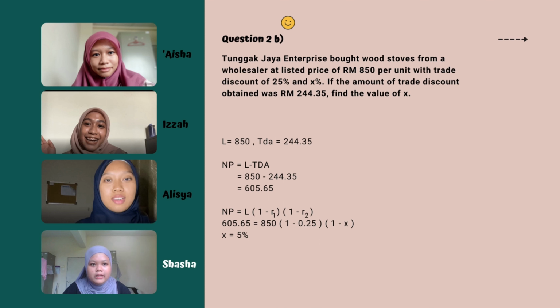Next, we need to find the value of X. So we use the formula: net price is equal to list price times (1 minus R1), which is the first trade discount, times (1 minus R2), which is the second trade discount. So we substitute the information into the equation. 605 ringgit 65 cents is equal to 850 ringgit times (1 minus 0.25) times (1 minus X). So X is equal to 5%.